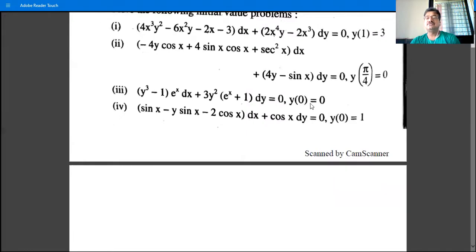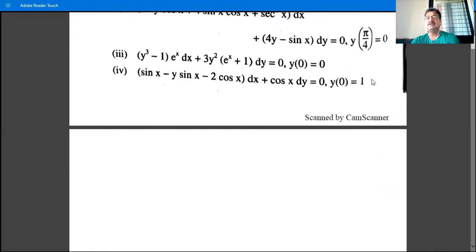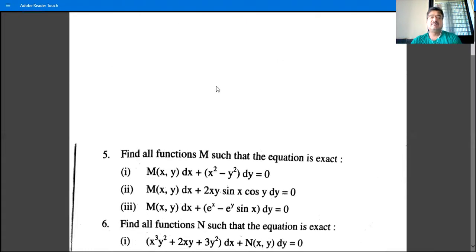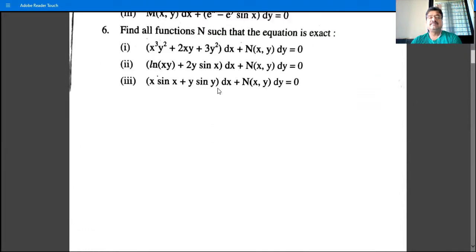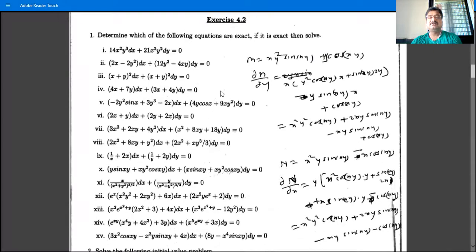So y(0) is equal to 0 means y is 0 if x is 0, and y(0) is equal to 1 means y is 1 if x is 0. That is, substitute y is equal to 1 and x is equal to 0 in the answer of this problem, and then find the value of c and resubstitute that value of c in the general solution, and we get the particular solution. Then see this exercise.